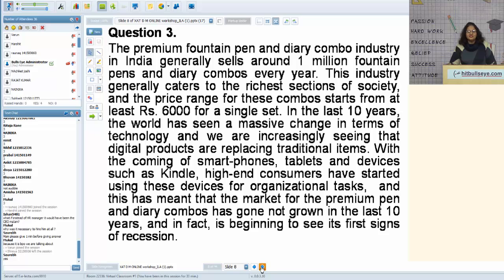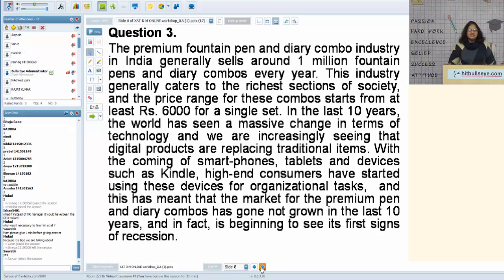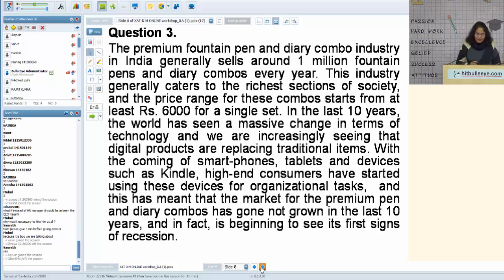This is a company which manufactures premium fountain pen and diary combos. And we all know that with the coming in of tablets and Kindle and smartphones, diaries and fountain pens, even the premium ones, are not really needed. So what does this person do? So very importantly, as I said, in every situation, we have to take into account what are the important aspects, and our correct answer should address all those important things.